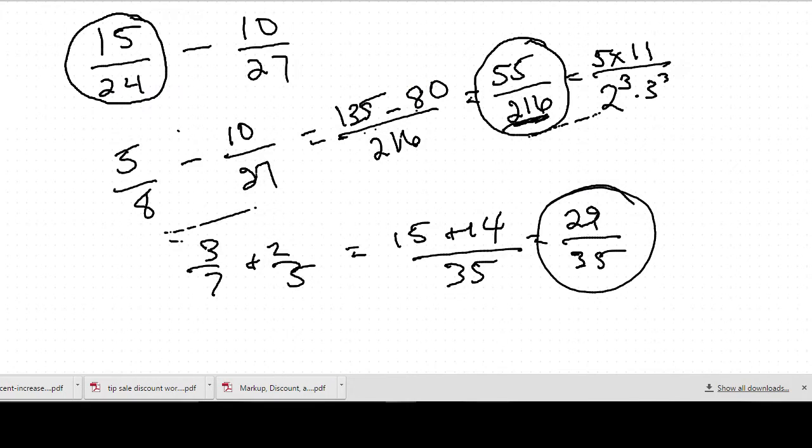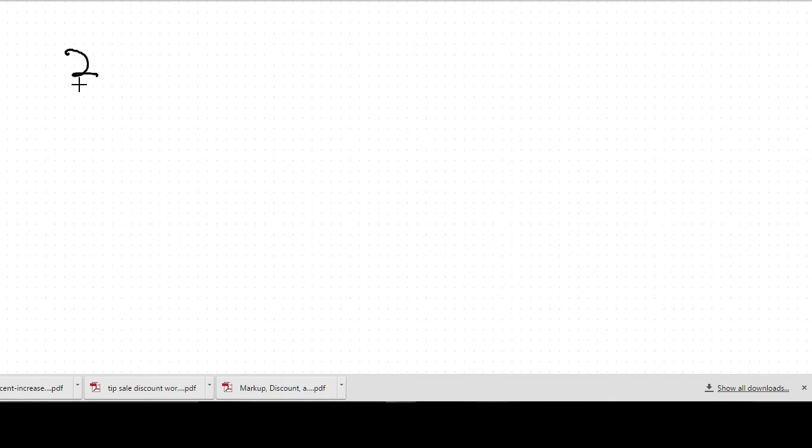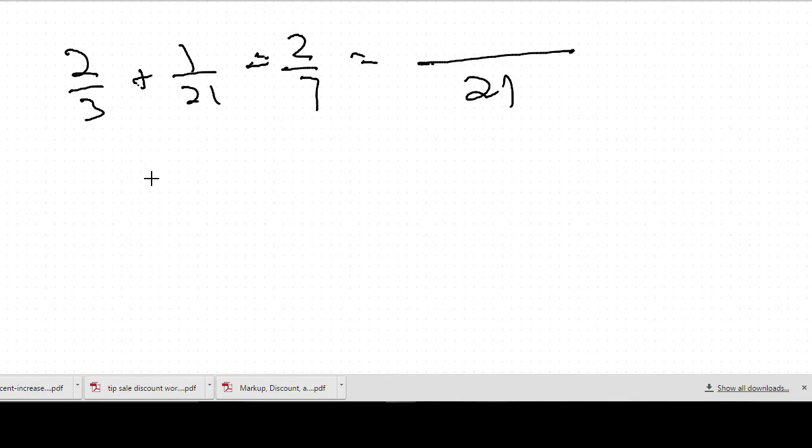That one's going to be actually good practice to use a skill. 2 over 3 plus 1 over 21 minus 2 over 7. So they all can be 21. So you have to multiply that 3 by 7. So that would be 2 by 7, which is 14 over 21 plus 1 over 21 minus 6 over 21.